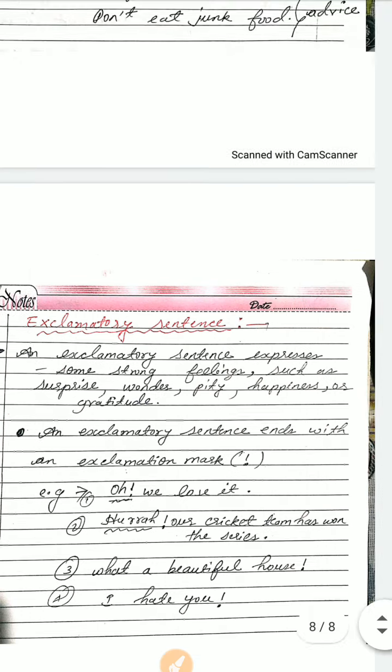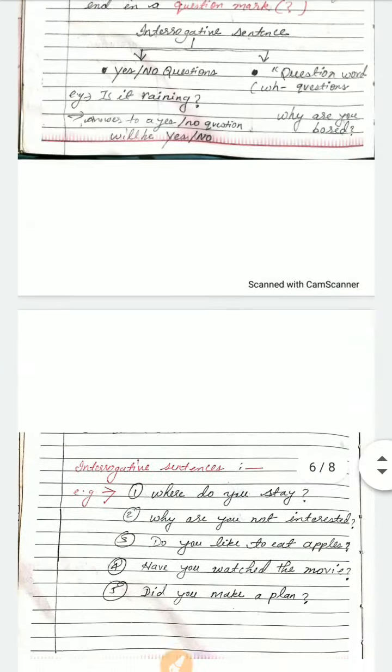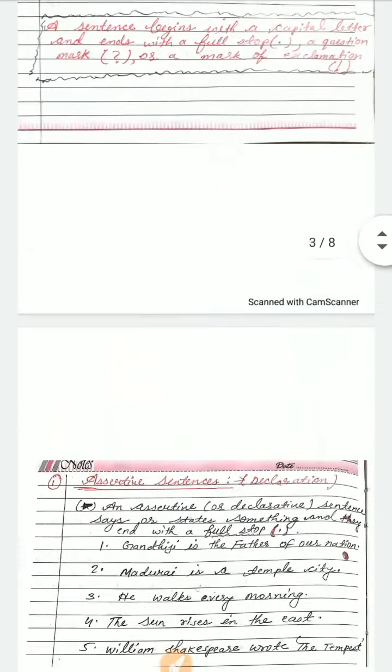So we have discussed the four types of sentences. Hope you have understood. Please go through the video twice so that you can clear your concept about this chapter, sentences.